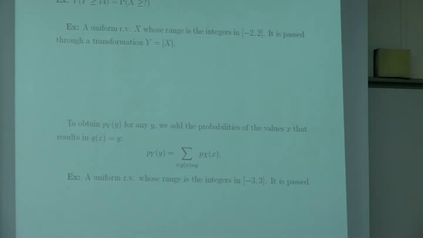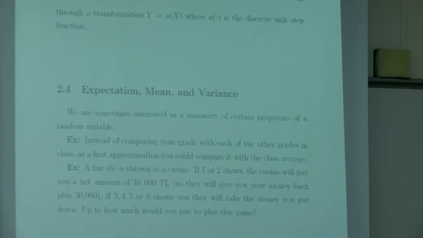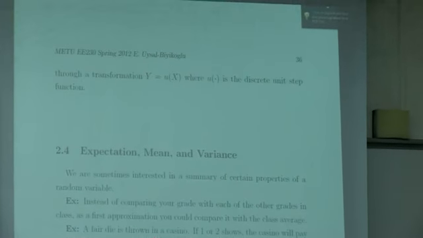Okay, so here's another example. There's a uniform random variable which is uniform from -3 to 3. It's passed through a transformation. Y equals u of x. Let's ask this to Erdem. U of x.